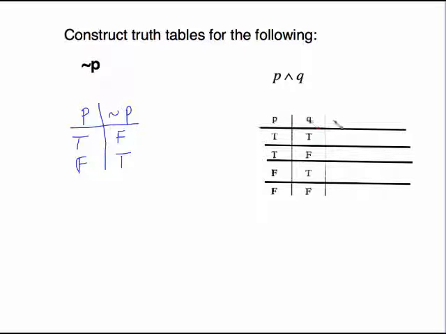Now, P and Q, do you remember? The important thing about and is the only time an and statement is true is if both components are true. This is the only place we have both being true, therefore this is true, and the rest of these must be false.